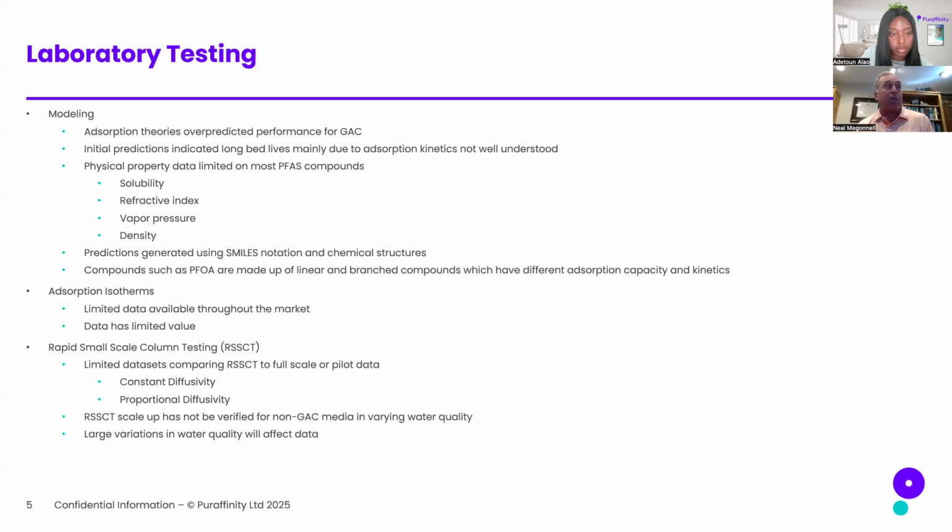I've done a lot of work over the past years in trying to generate a good bit of information on how well a material is going to work for these compounds using something called SMILES notation, as well as the chemical structures of the compounds to basically predict some of the isotherms.